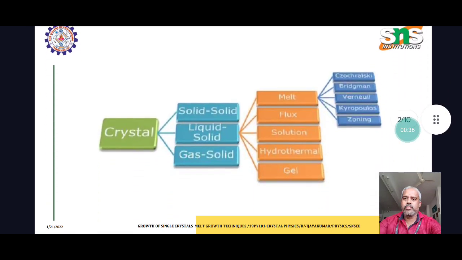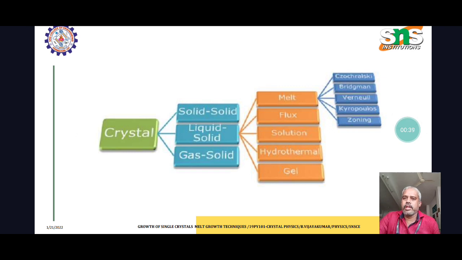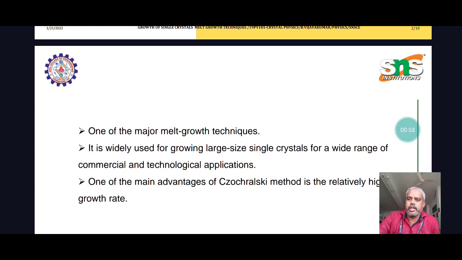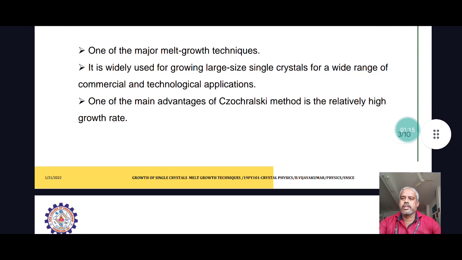As we already discussed, a crystal can be grown from three phases: solid from solid, solid from liquid, and solid from gas, and here especially from the melt. The Czochralski method is one of the major melt growth techniques, widely used for growing large single crystals. Bridgman gives small crystals, while this gives large ones, and that is the difference between Bridgman and Czochralski. For a wide range of commercial and technological applications, one of the main advantages of the Czochralski method is a relatively high growth rate of the crystals.